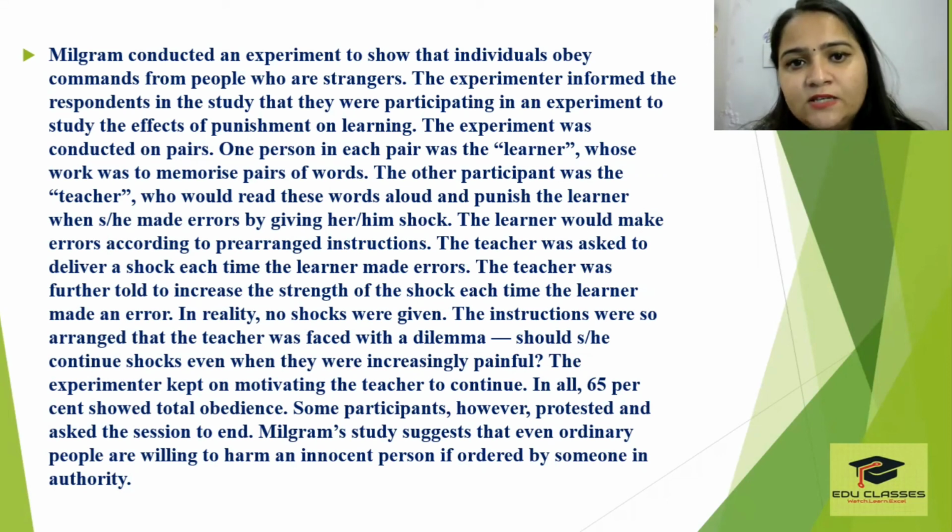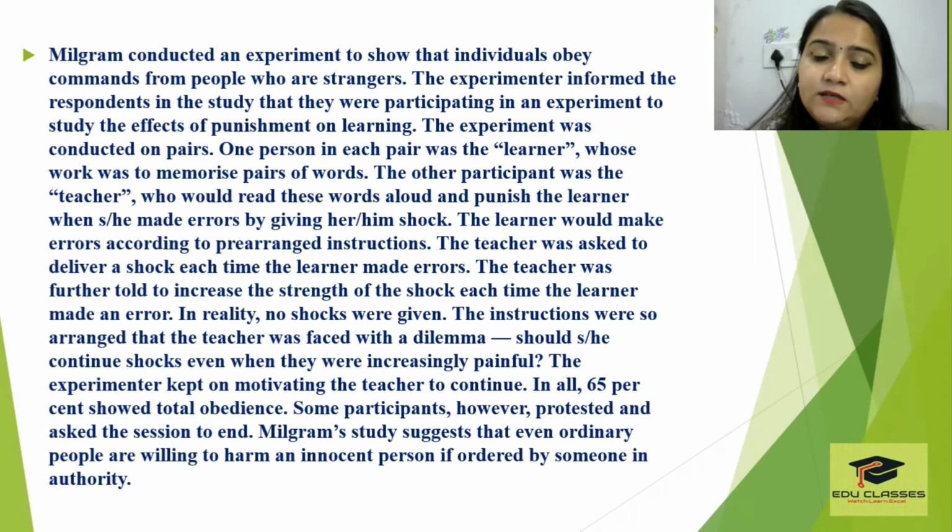One person in each pair was the learner. That is, in a pair where there are two people, one is the learner, who has to memorize certain words. The other participant was the teacher, who would read these words aloud and punish the learner if the learner made some errors. So there are two people, one is the teacher, one is the learner. The learner has to memorize some words, the teacher first says those words, and if the learner can recall them, that is fine. If not, then the teacher will punish the learner.